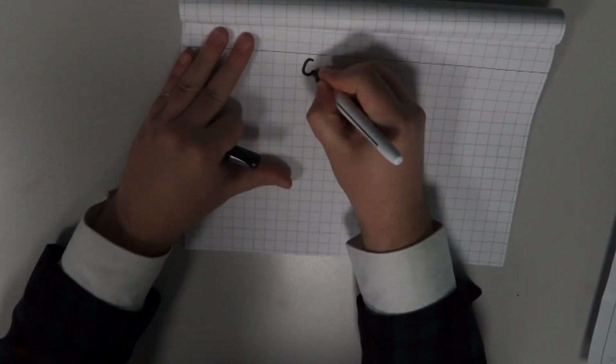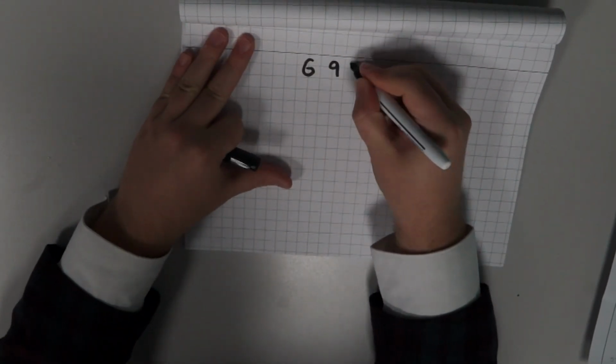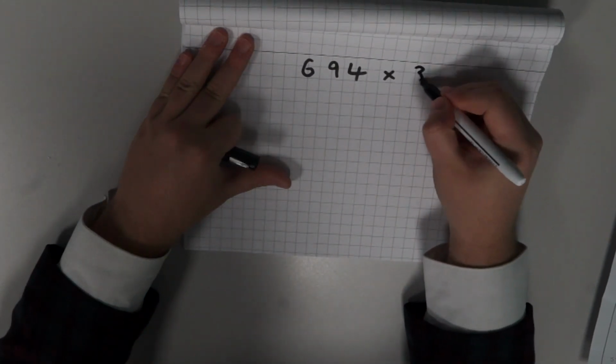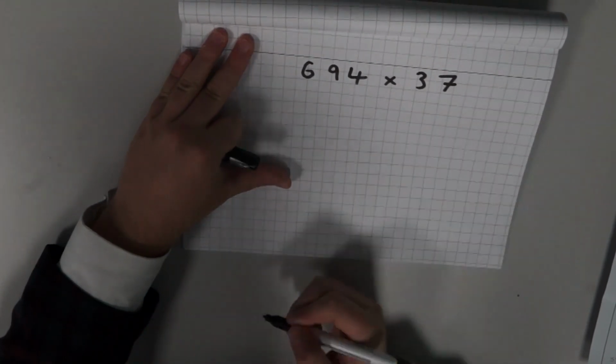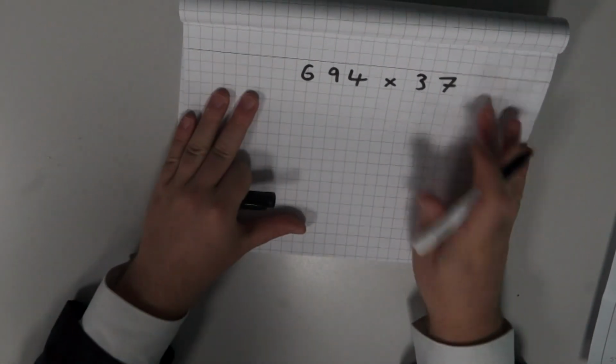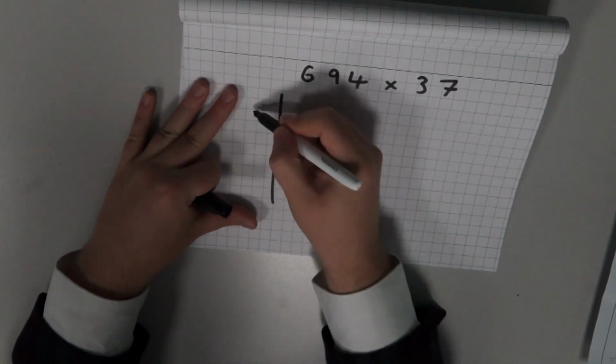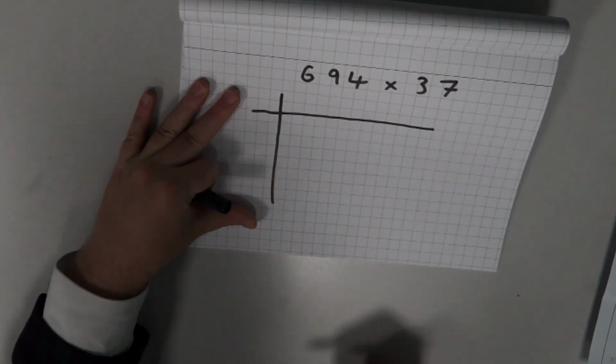Right, this one I've got 694, and I'm timesing that by 37. Okay, so again, I can start my grid. Let's go down, go across.